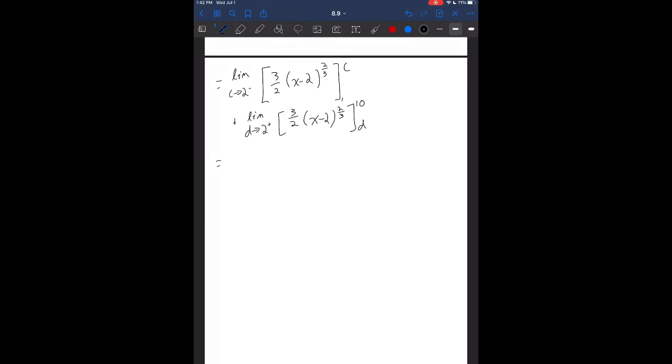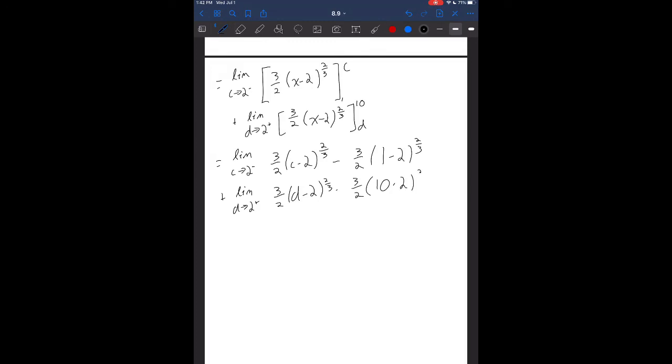Plugging in my values, I get the limit as c goes to 2 from the left of 3/2 (c minus 2) to the 2/3, minus 3/2 (1 minus 2) to the 2/3, and similarly the limit as d goes to 2 from the right, 3/2 (d minus 2) to the 2/3 minus 3/2 (10 minus 2) to the 2/3.